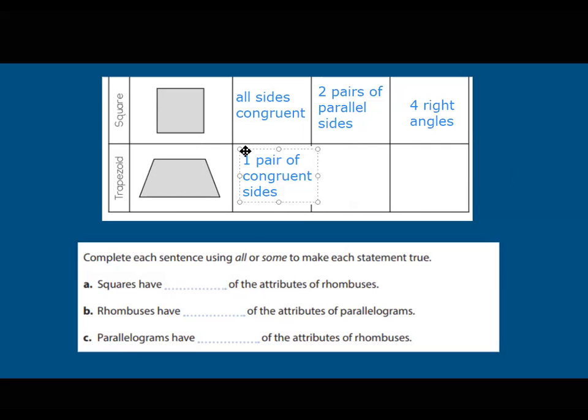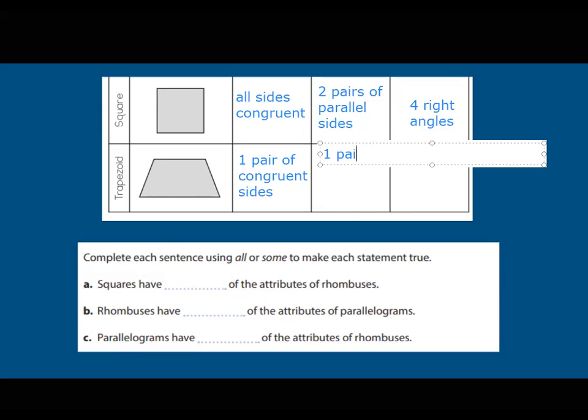All right, what about parallel sides? Well, that's one thing that we do know about a trapezoid, is that a trapezoid only has one pair of parallel sides. That's one of the attributes that makes it a trapezoid. So it has one pair of parallel sides.